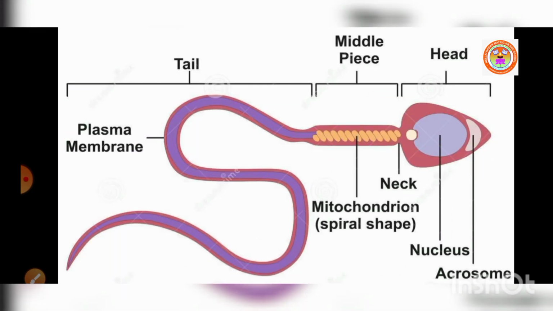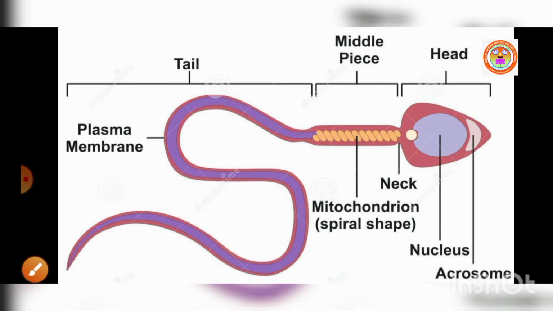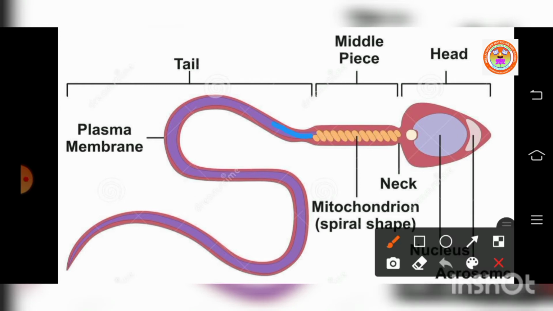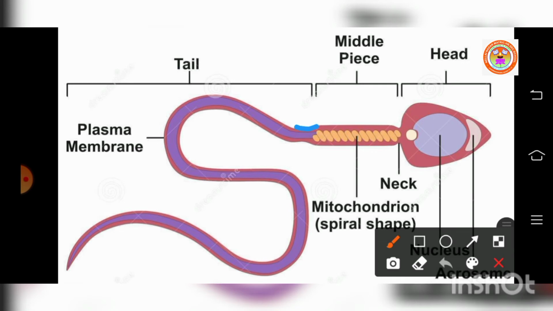The tail is the longest part of the sperm and is slender and tapering. Here you can see the longest part, the tail. It is formed of a central axial filament. Here the purple color is the central axial filament that is called axoneme. And the tail is covered by a sheath called protoplasmic sheath. The outer covering, the red color part, is called protoplasmic sheath.